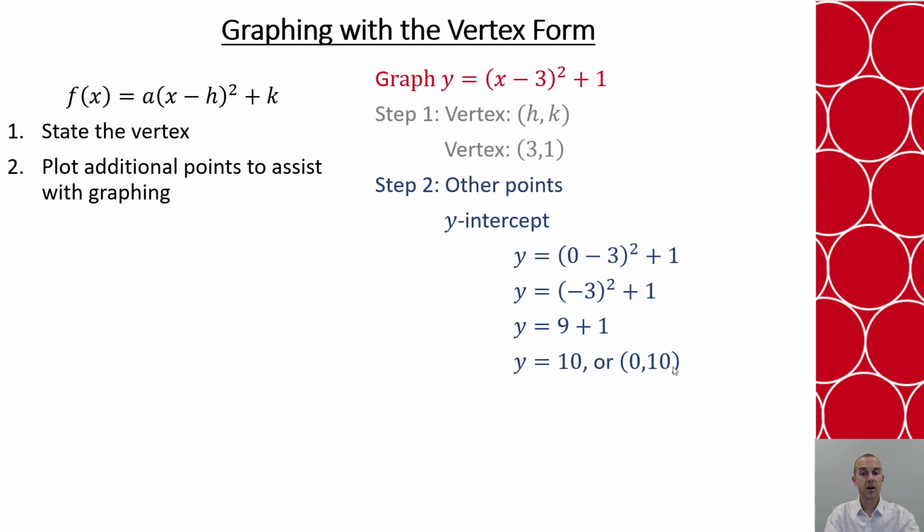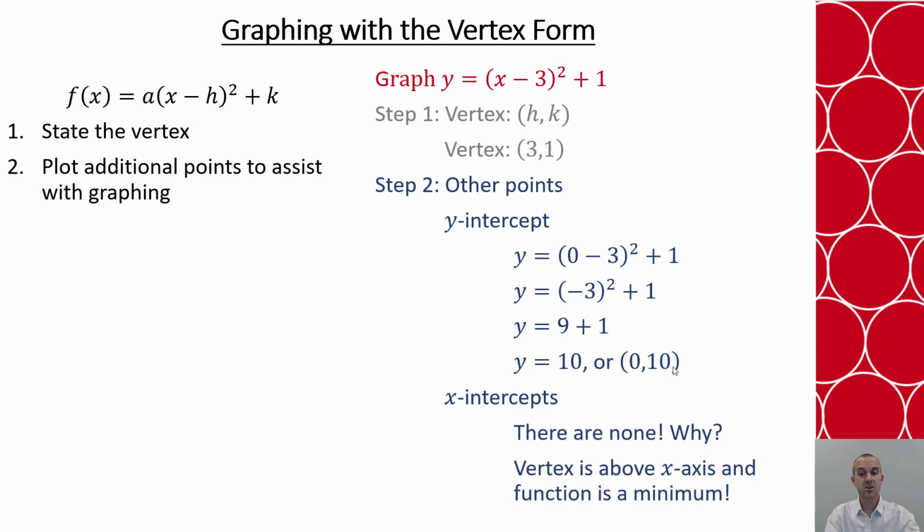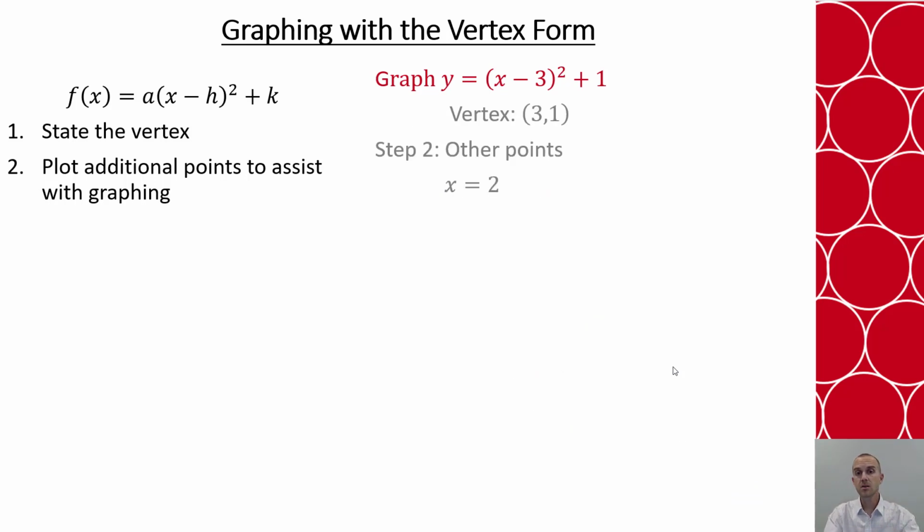Now to find my other aspects, I have to think. With my x-intercepts, there can't be any x-intercepts because my vertex is above the x-axis and it's opening upward. So that vertex is a minimum. I'm not going to ever go below 3, 1. So I need to find some other points. So let's try 2. Since my vertex is over at 3, let's go to 2 and let's go to 4.